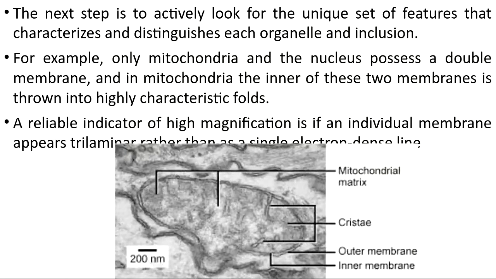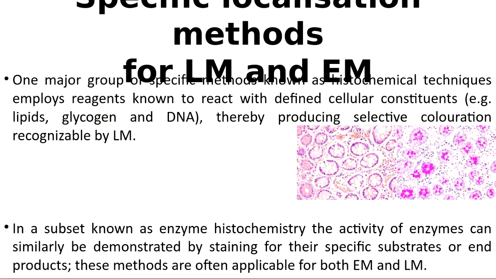The next step is to actively look for the unique set of features. First, you should know the size: mitochondria is of this size, nucleus is of this size. Then, for example, only mitochondria and nucleus possess a double membrane, and in mitochondria, the inner surface of these two membranes is thrown into highly characteristic folds. So first you should know the size of the organelles, and then the architecture, how these organelles look. This is the way you should identify features in the electron microscope. We don't have an electron microscope here, but you should have an idea.